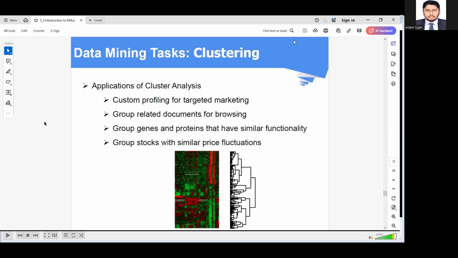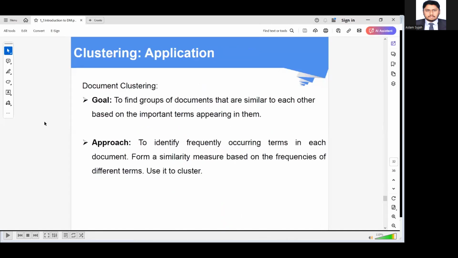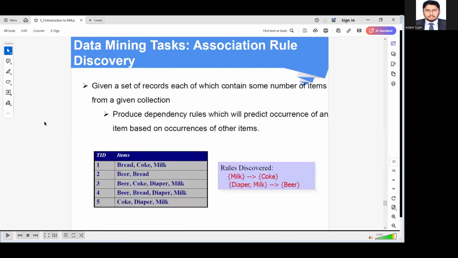So if you have a certain amount of DNAs, they have some patterns in their DNA. Depending on that pattern, you can predict whether the person has possibilities of being affected by diabetes or not. Likewise, there are so many applications in the medical domain with DNAs with the help of the clustering data mining task, right? So document classification, document clustering, and application, right?